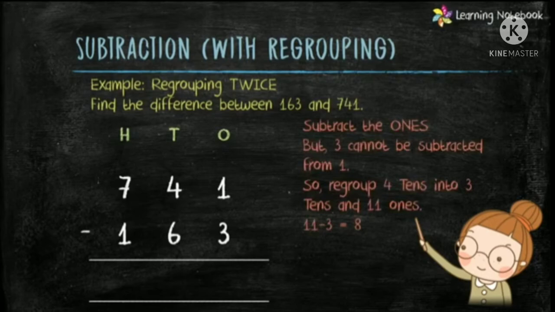But as we can see, 3 cannot be subtracted from 1, so regroup 4 tens into 3 tens and 11 ones. In simple words, 1 takes the help of its neighbor 4, therefore 4 becomes 3 and 1 becomes 11. Now we can easily subtract 3 from 11, which is 8.